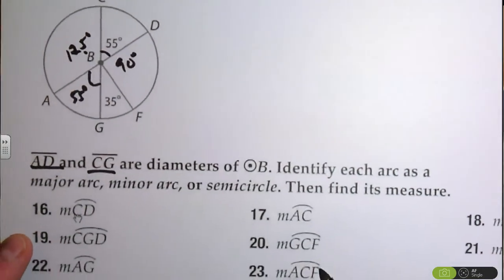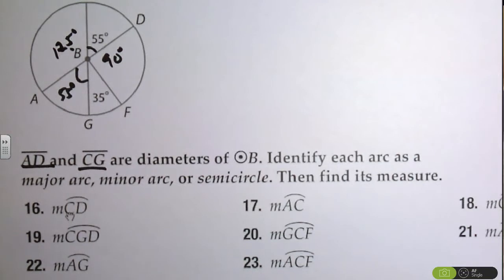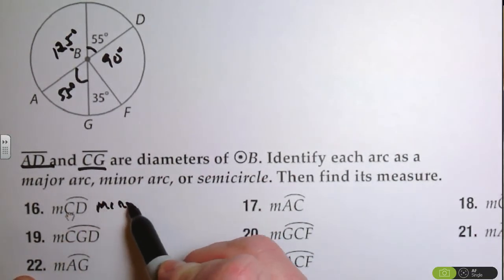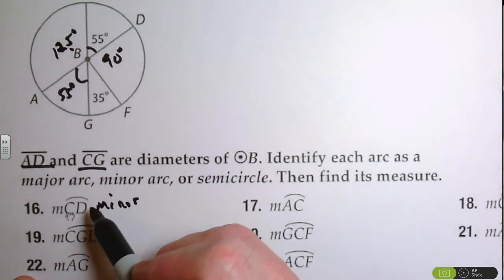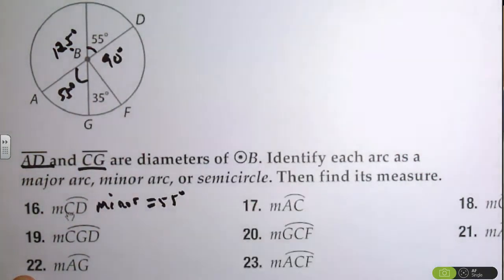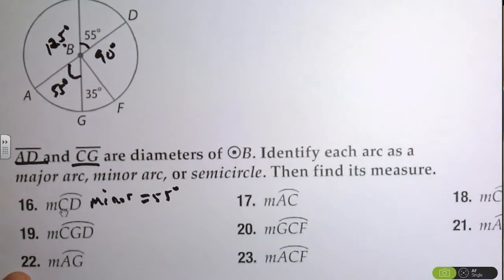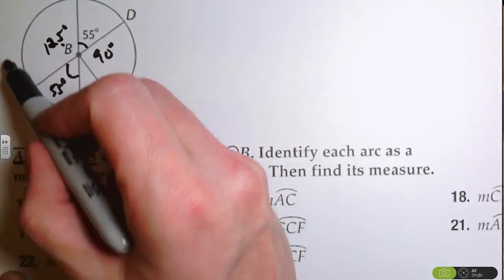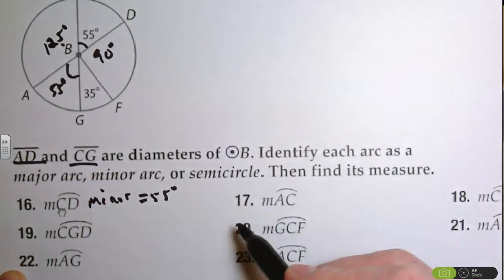Okay. So now once we know that, we can just pick at random which one we want to look at. 16 I know is a minor arc because it's only got two letters, and the shortest distance between C and D is 55 degrees. If I look at 20, 20 is GCF, G to C to F. So we'll look at 20 next.